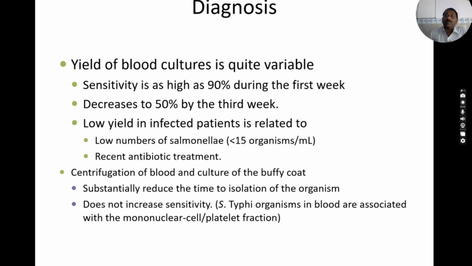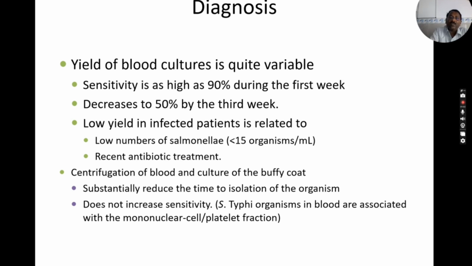The yield of blood cultures is quite variable. The sensitivity is as high as 90% during the first week. So in the first week, 90% positivity for blood cultures, whereas in the second week maybe 60%. In the third week, maybe only 20 to 40%. So the first week has high yield with about 90% sensitivity, decreasing to 50% by the third week.